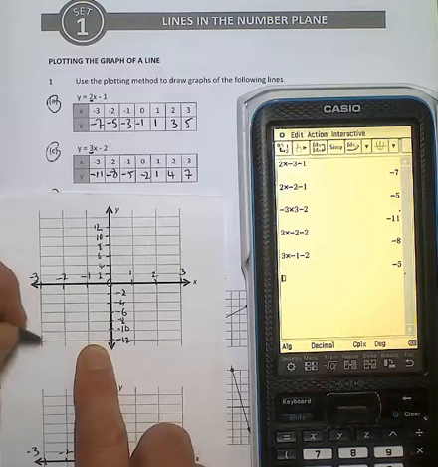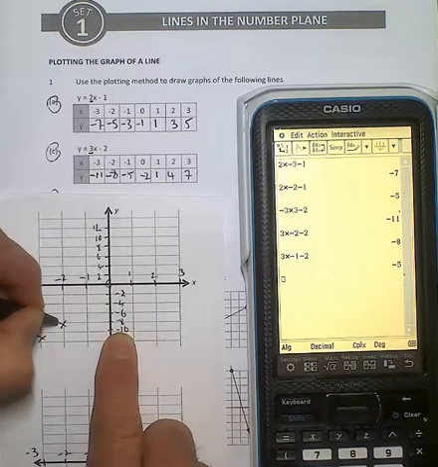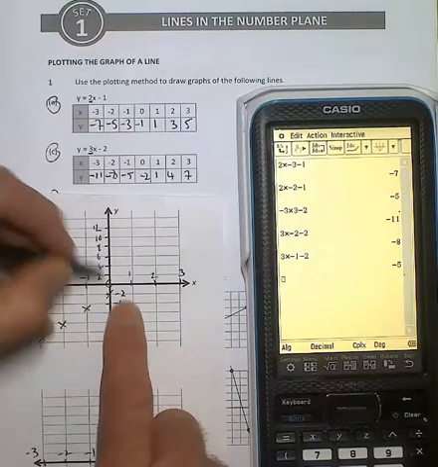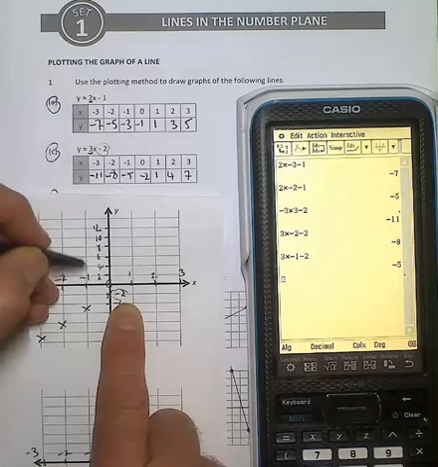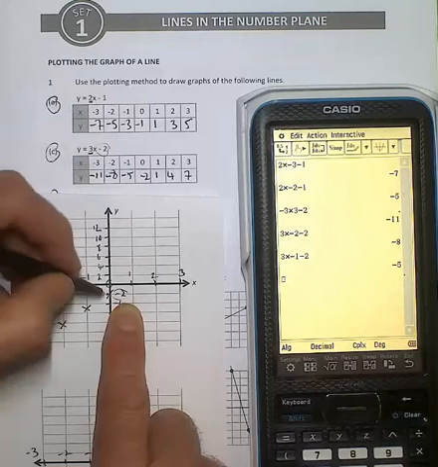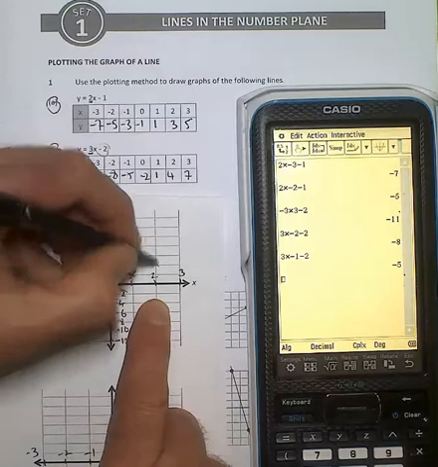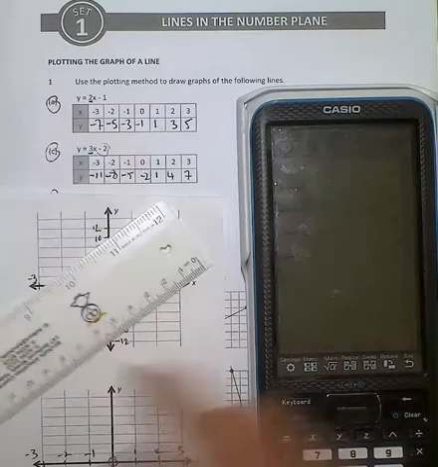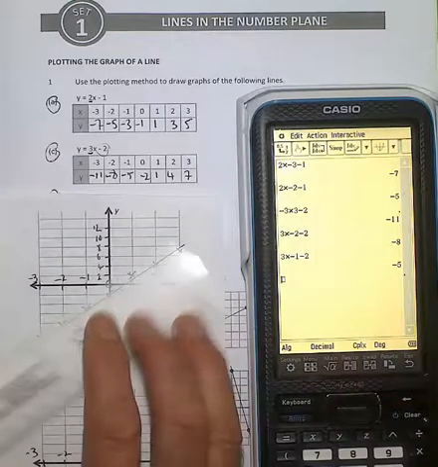And joining those points up, you'll notice the y-intercept of -2 corresponds to -2 in the equation. And 3, 7. Getting hold of the ruler, joining them up, like so.